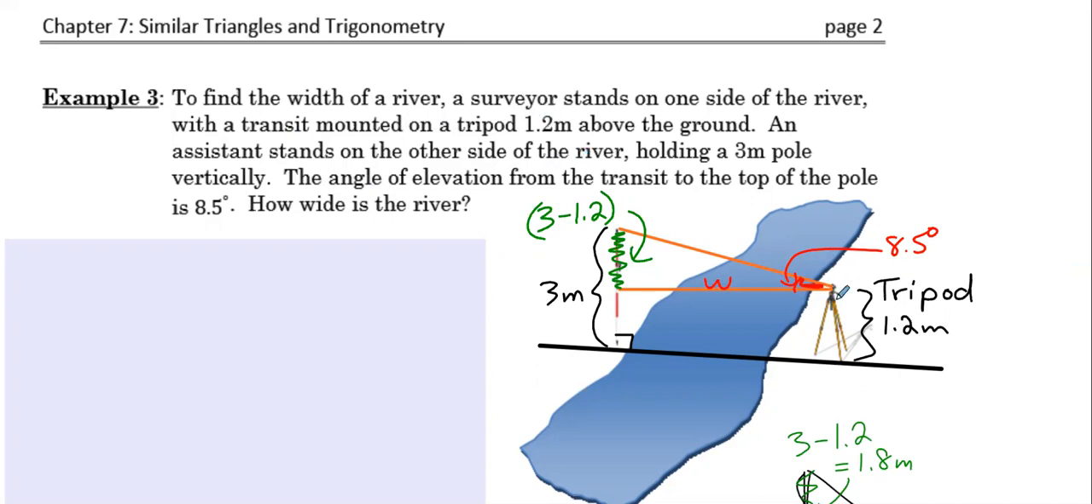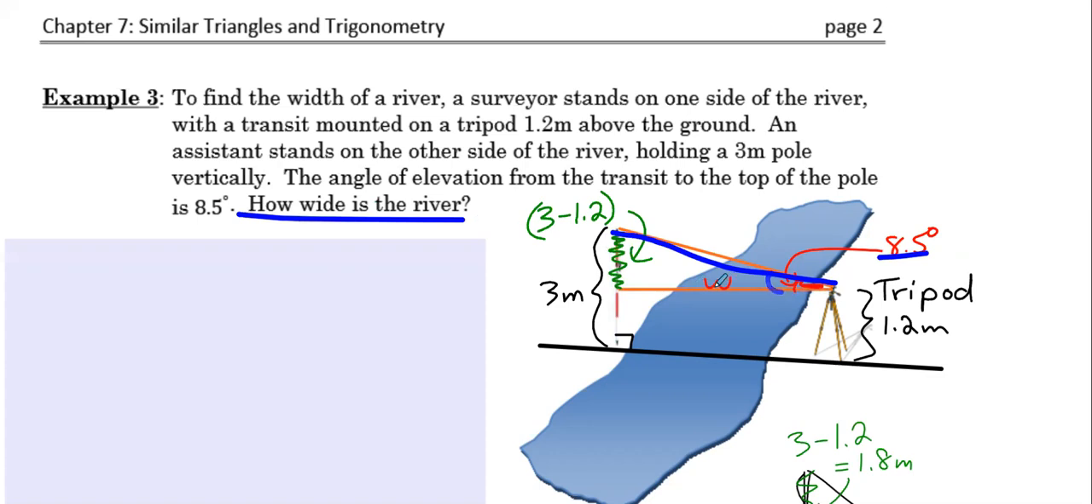So it's 1.2 meters above the ground. That's the tripod height. And the assistant is standing on the other side of the river holding a 3-meter pole. Now you don't actually see the person, but this is the pole right there. All right. So you're told the angle of elevation from the transit to the top of the pole is about 8.5 degrees. Sorry, this was the pole here. So that's the pole. So the 8.5 angle of elevation, again, you need a horizontal and then measure up and right there. So that's why that measurement is 8.5 degrees.